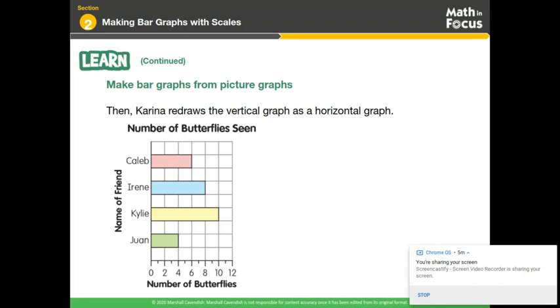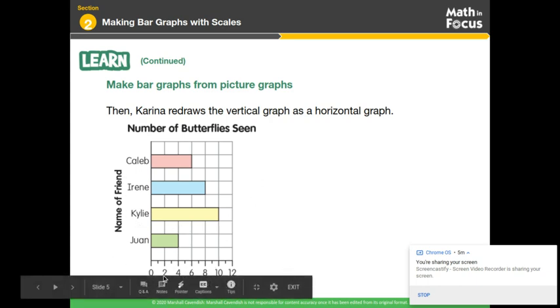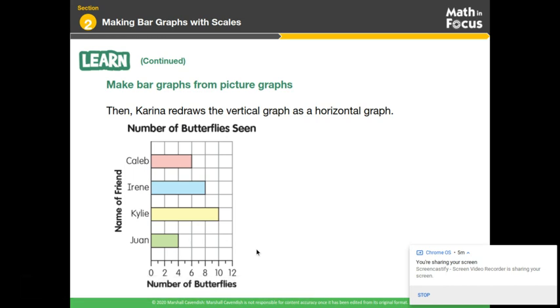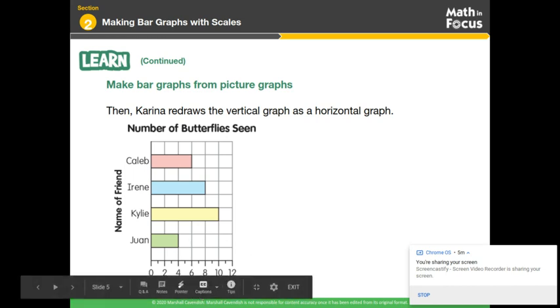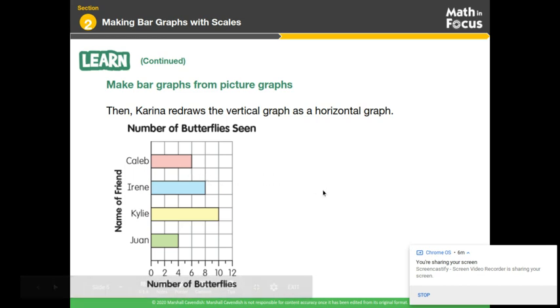Just like the vertical bar graph, you'll notice it has a title, Number of Butterflies Seen. All bar graphs need a title. And it has labels on both sides. In this case, the scale's on the bottom, again counting by twos, and a label representing what that scale means. It's the number of butterflies. And a label over here that tells us that these are the names of the friends. Make a noticing here too. There is a space, one column, between the scale and the start of the first bar, and one column in between each. On a bar graph, boys and girls, the bars can't touch. So, there you have it. This is how you make a bar graph with a scale.